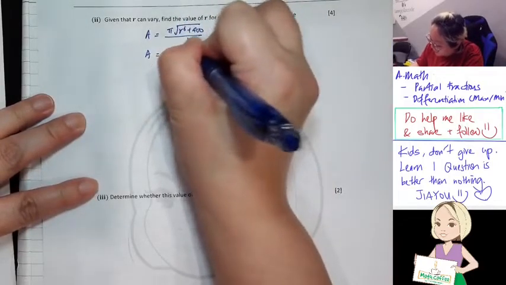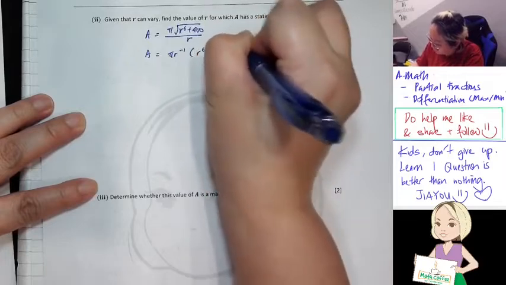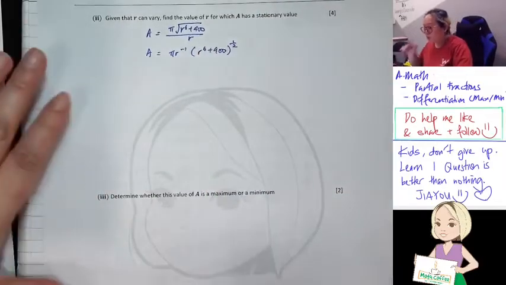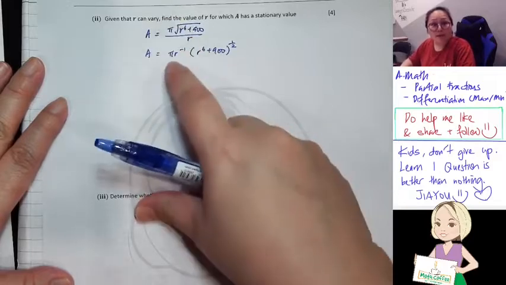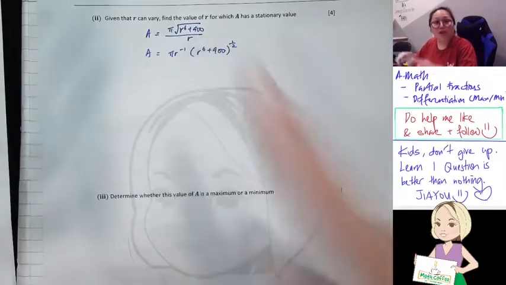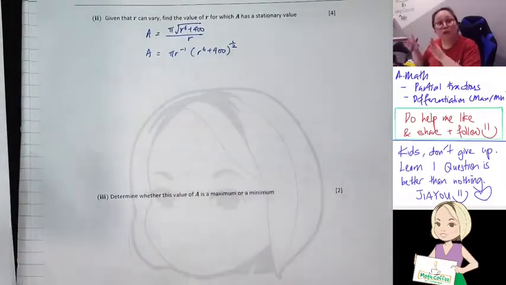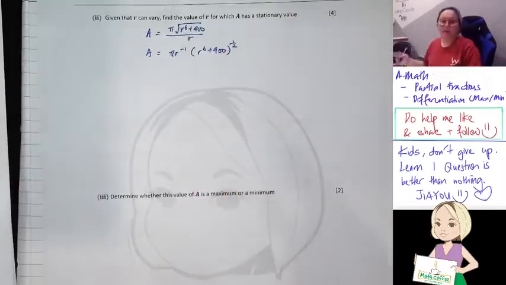A = π r^(-1) (r^6 + 900)^(1/2). What I did was bring the r to the top. When I bring it up, it becomes r to the power of negative 1. Then the square root, I don't want to see the square root, so I put it as to the power of half. Why do I change to that? Because it's easier for me to do my chain rule. Okay, so now we are ready to differentiate. But the bad news, of course, is I have to use my product rule.